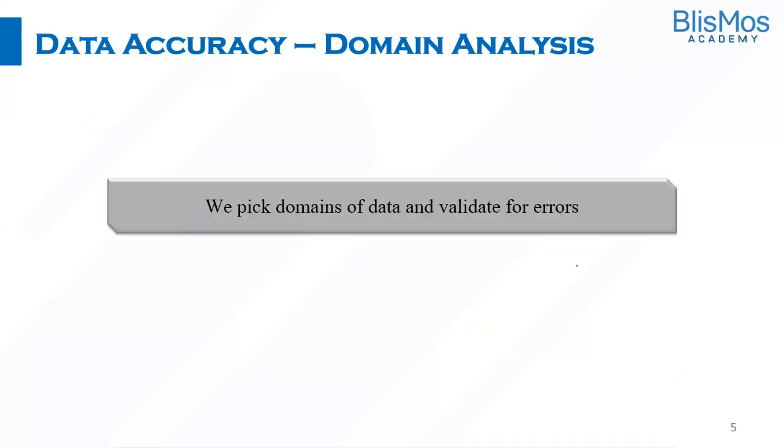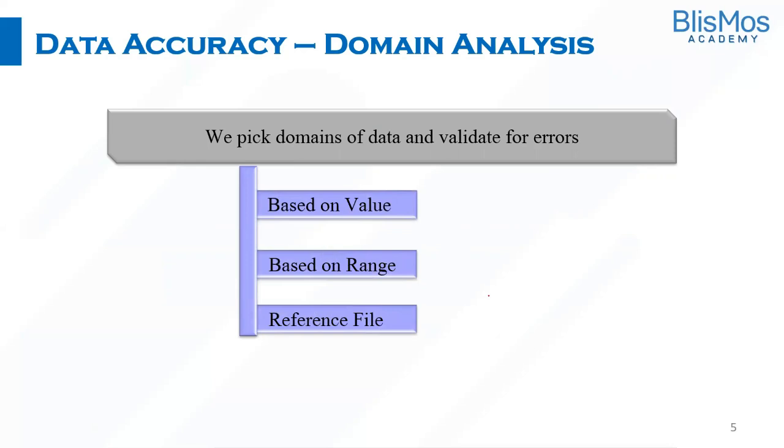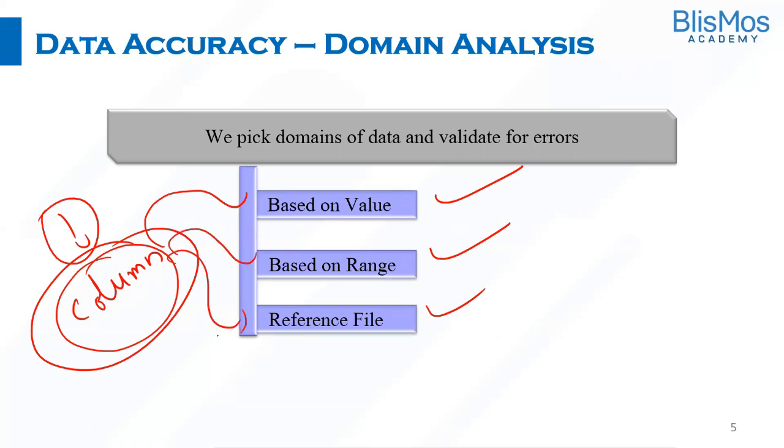So coming back to the domain analysis, how do we look at data accuracy pertinent to the domain? We will look at the domain analysis in three ways: based on value, based on range, and based on reference file. When I say domain, we are talking about a column here, right? So what is the domain of this particular column and how do we specify the values based on the domain? Let us look at them one by one.